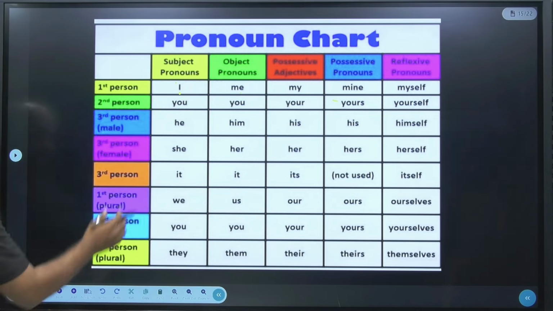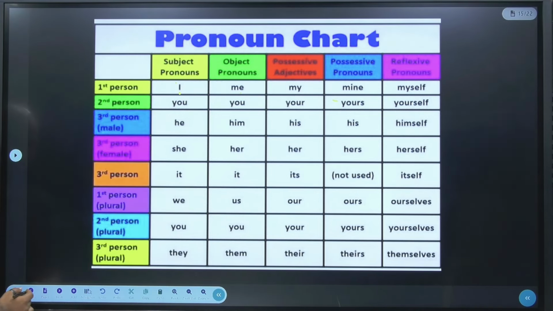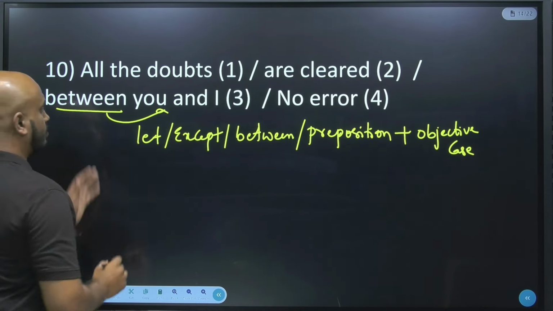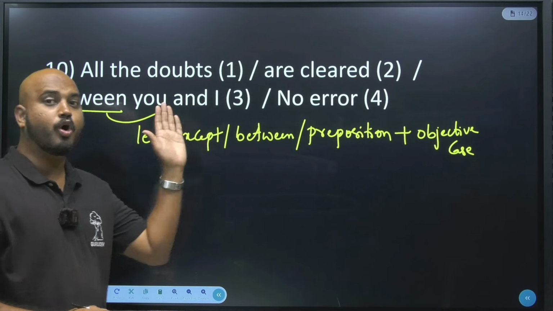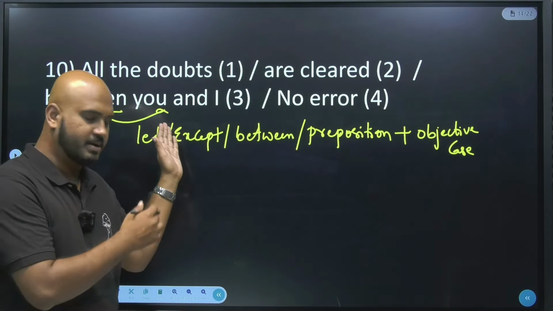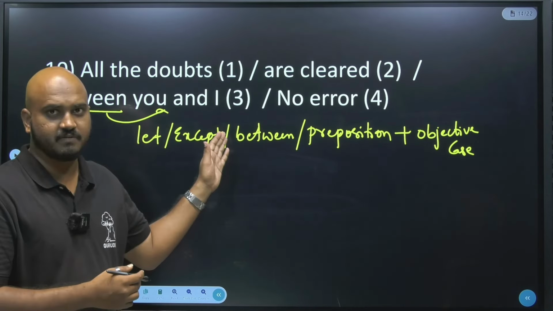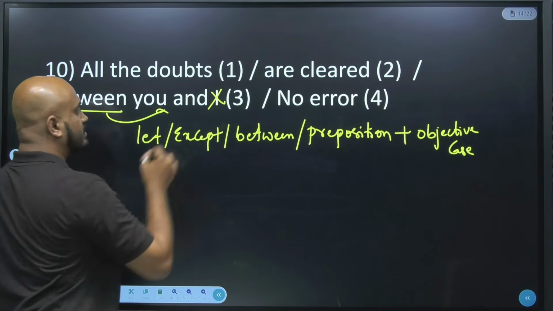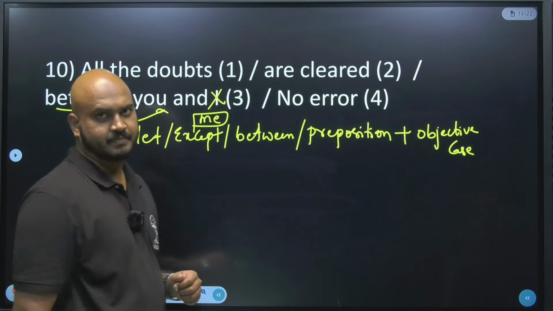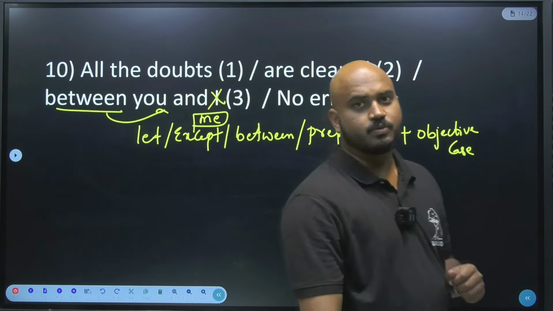So if you observe from this particular list, the objective pronoun, see between, and after between, whatever pronoun I have to use, it should always be objective case. And you is anyways the same in singular, subjective as well as objective case. But I's objective case is me. I hope this is absolutely clear.